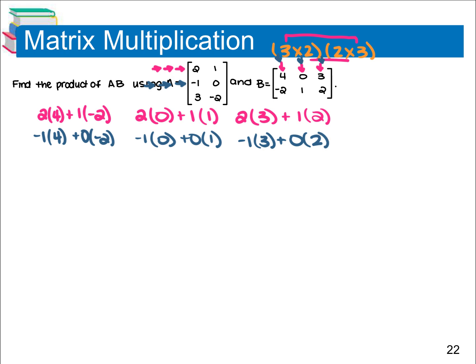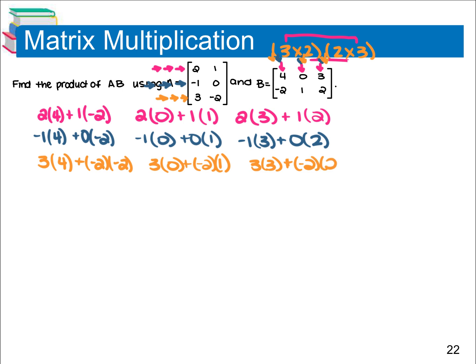You'll finish off with working the last row with the first column, last row with the middle column, last row with the third column. So we're going to start last row, first column. So that's 3 times 4 plus negative 2 times negative 2. Then you're going to go last row, middle column. So 3 times 0 plus negative 2 times 1. Lastly, last row, last column. That's 3 times 3 plus negative 2 times 2.